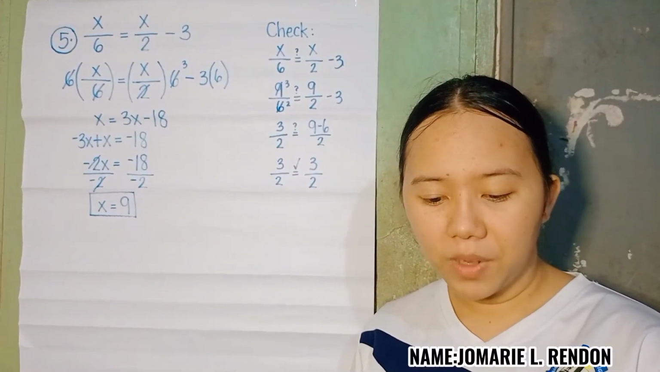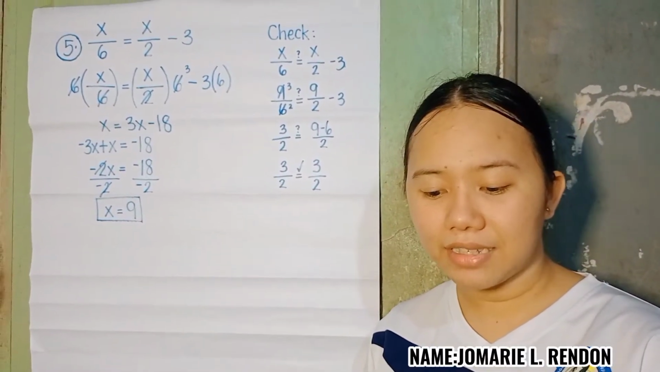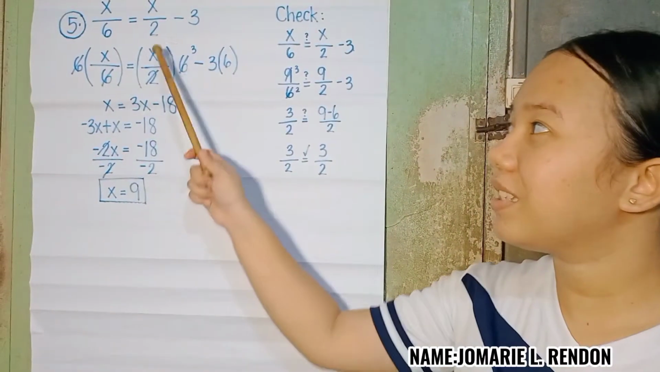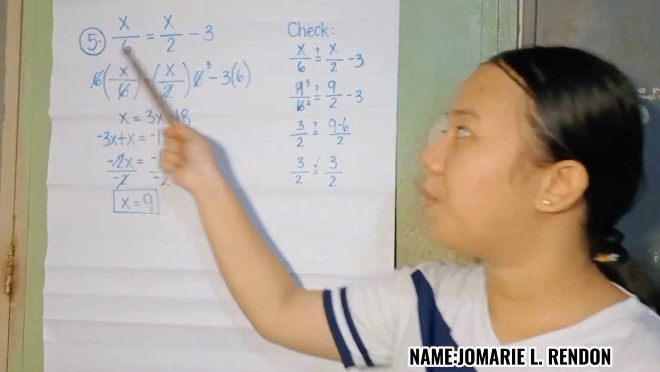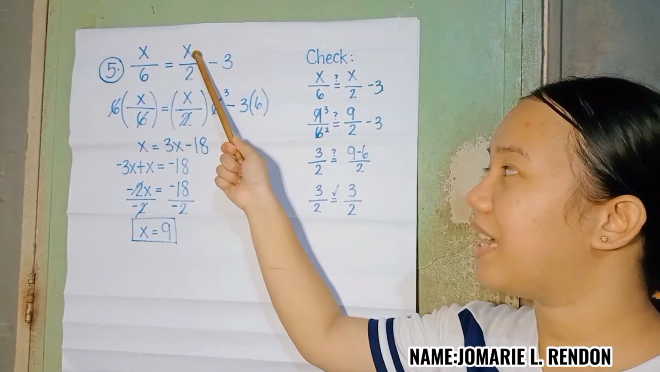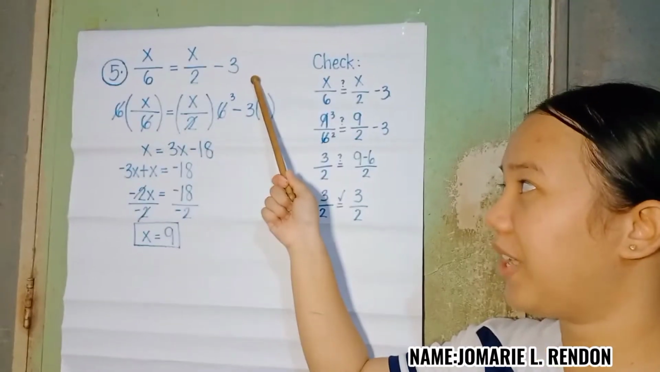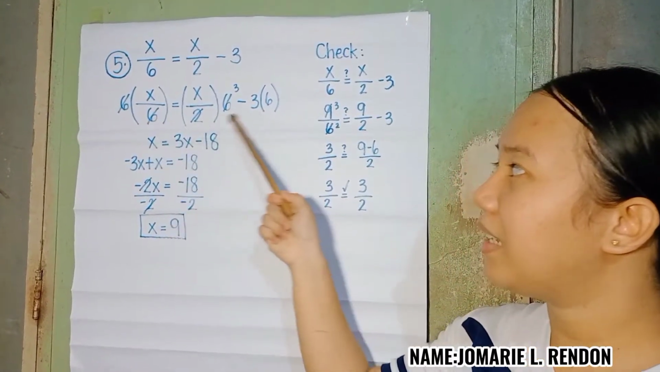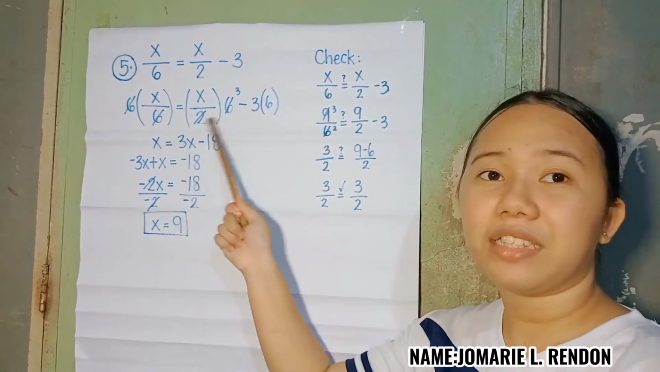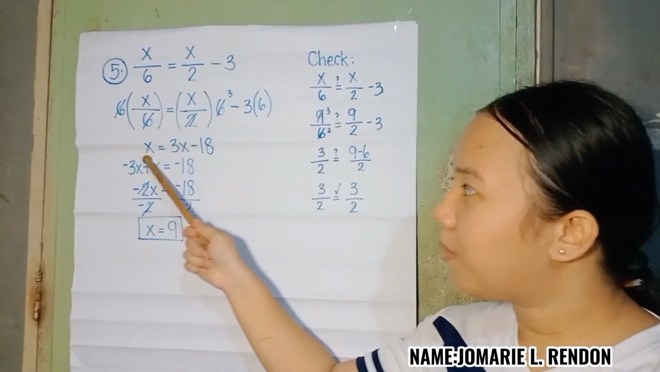Number 5. 1/6 of a number is 3 less than 1/2 of the same number. What is the number? So based on the problem, we can come up with this equation. x over 6 is equal to x over 2 minus 3. So we need to multiply both sides by 6 so the denominator goes away. And we can come up with this.